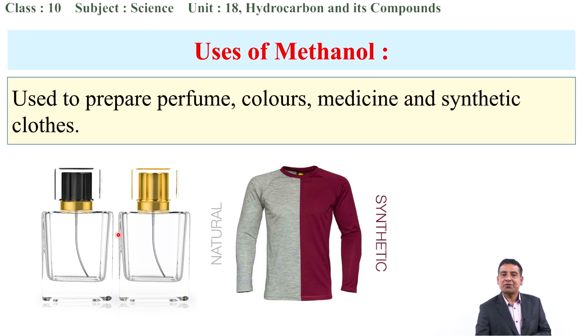You can see on the screen, this is an example of perfume, and you can see the synthetic. Here are two types of clothes: natural towards this side and synthetic towards this side. This type of synthetic clothes can be prepared by the use of methanol too.